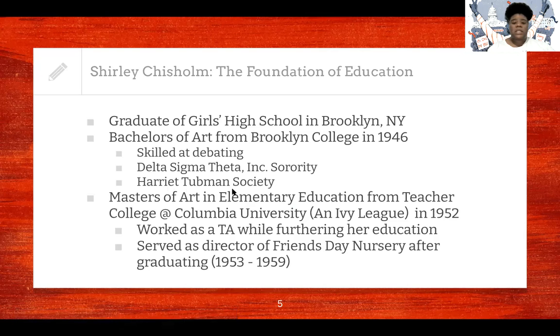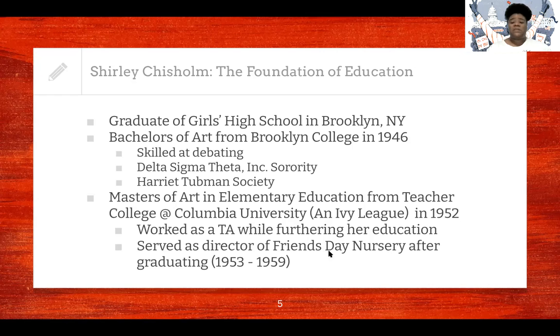And she is a Harriet Tubman Society scholar. So I think that she has a lot of connections, right? She got her master's of art in elementary education from Teachers College at Columbia University, which is an Ivy League, which during that time in 1952, this is right at the start of the civil rights movement. That's a big deal. An Ivy League. Ivy Leagues are the top colleges in the country, very prestigious and hard to get into. And she got a graduate degree from there.